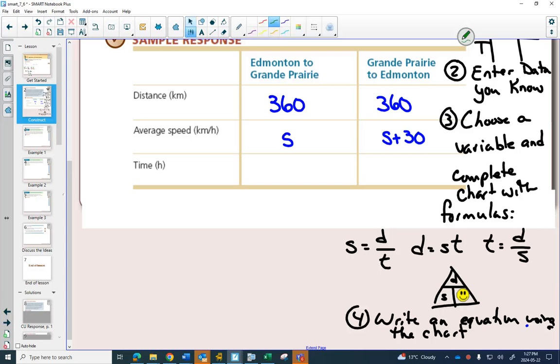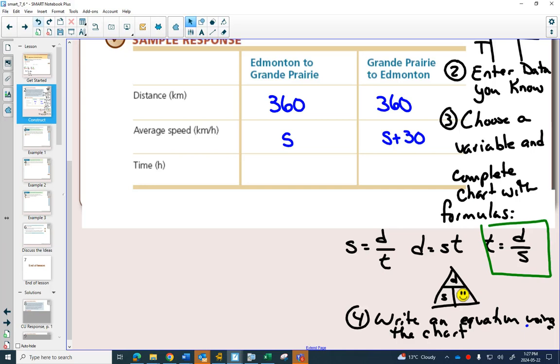Me personally, I always start with one formula and then just use math to rearrange it. If you want to get the d by itself, can you see you can multiply both sides by t? That would give you the second formula. If I had the second formula and I wanted to find time, I could divide everything by s, and that would get the t by itself, and that would give me this.